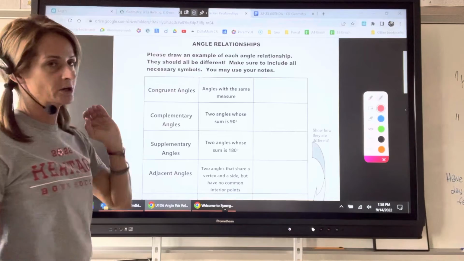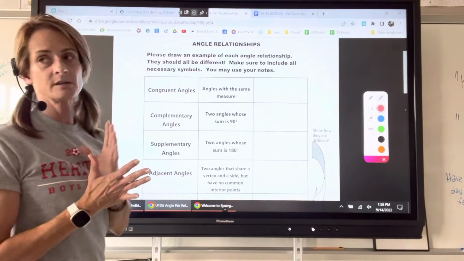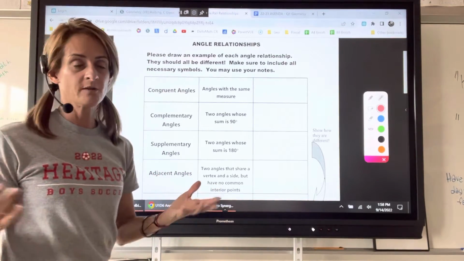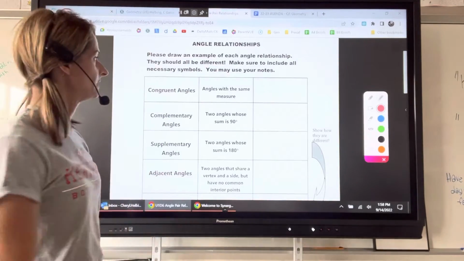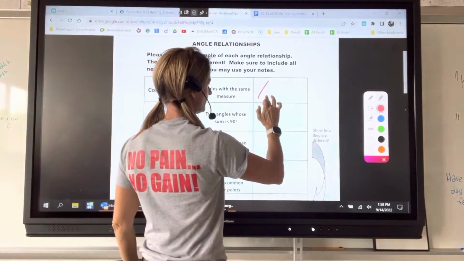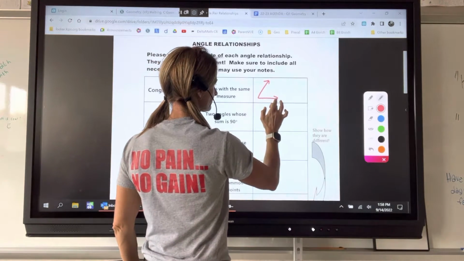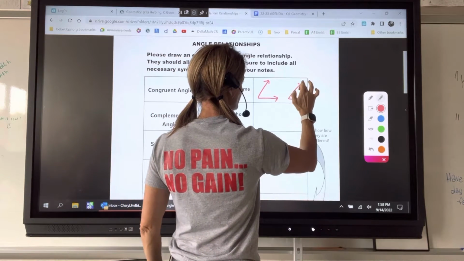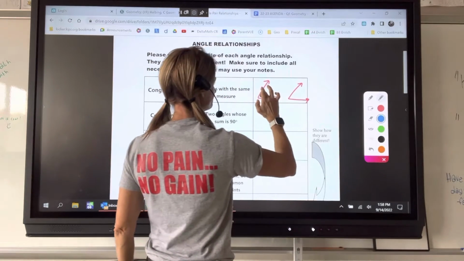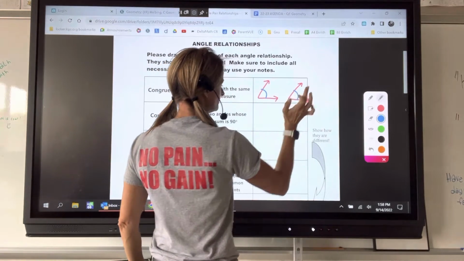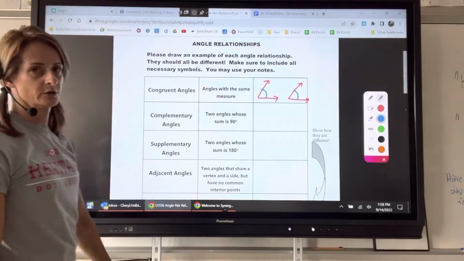So the first one is congruent angles. Now you may have drawn something different. You may have represented congruent angles differently than I'm about to, and that's perfectly fine. Okay, but here's my example of congruent angles. I'm just going to draw angles that look congruent, and then I'm going to put a little mark on them to show everyone that they're congruent.